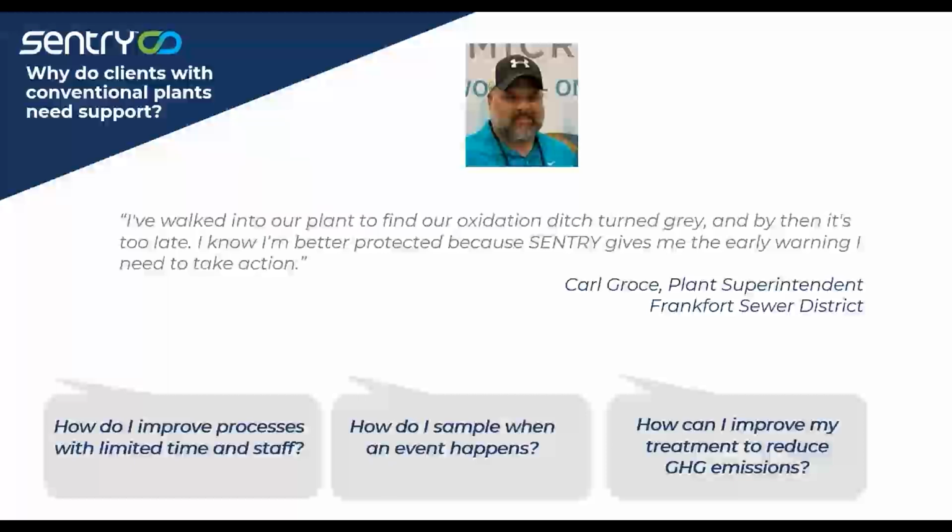And so really the three things that we help a conventional plant with are: how do they improve processes? How can they improve treatment and reduce greenhouse gas emissions? And the other big one that's coming up even more often is, how do I sample when an event happens? That's a challenge because there are times when an industrial discharge may not affect flow, but the quality of an organic overload or a toxic shock will impact treatment heavily.